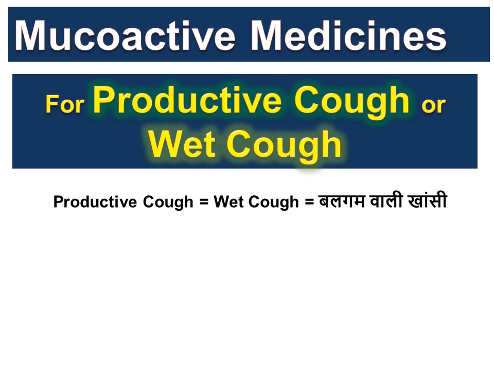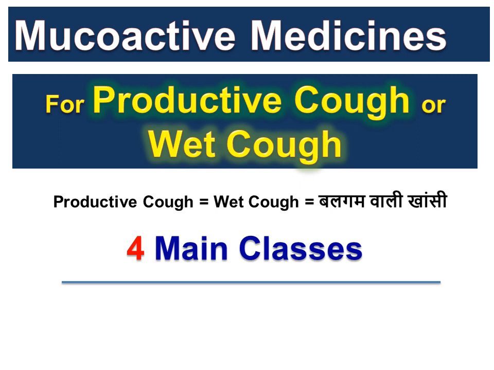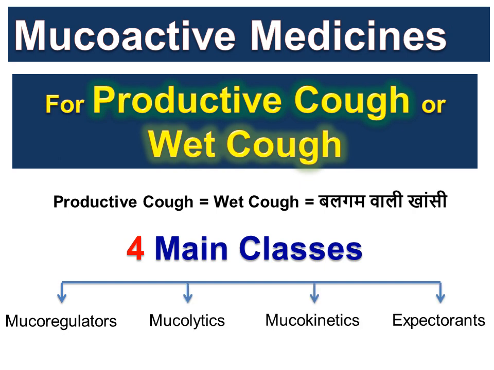Mucoactive medicines are classified on the basis of their mode of action. Four main classes of mucoactive medicines are mucoregulators, mucolytics, mucokinetics, and expectorants. Let's learn about each of them.